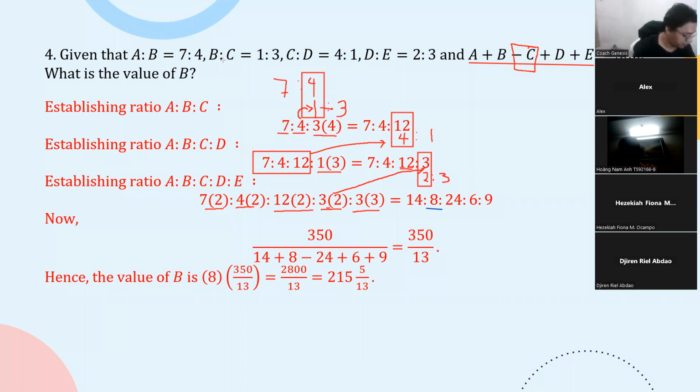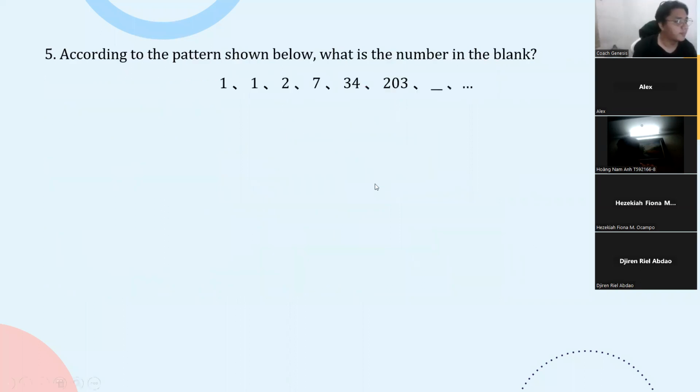Okay, so let's proceed with number 5. According to the pattern shown below, what is the number in the blank? So we have 1, 1, 2, 7, 34, 203. What we did here is we have 1, I multiplied 1 by 2. So this is the first value, right? 1 multiplied by 2 and then subtract by 1.